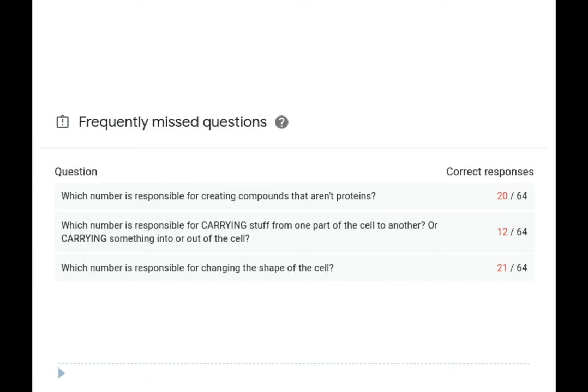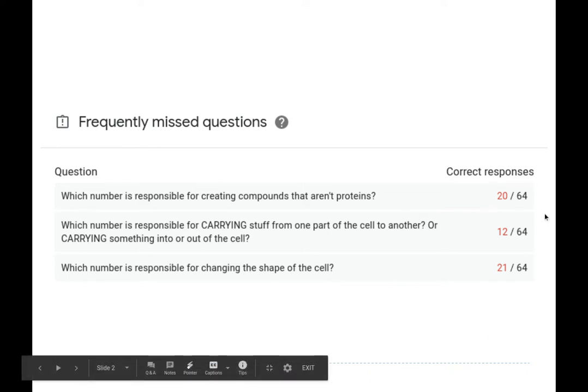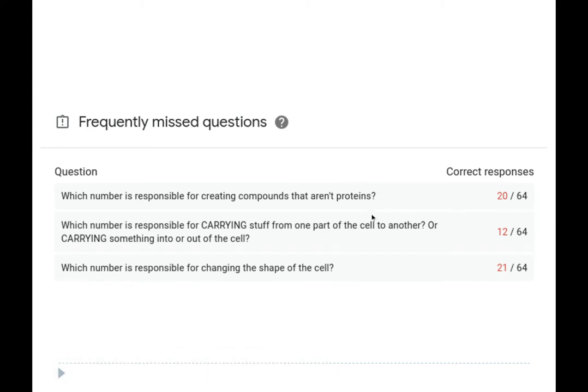Google gives me this kind of report where I can see frequently missed questions. This year, these were the top three missed questions, and in red are the number of students that got it correct. For this one, which number is responsible for creating compounds that aren't proteins? 20 out of the 64 students who have taken it so far got it correct, which means that 44 students missed this question, which is concerning because of the places that it was available to you.